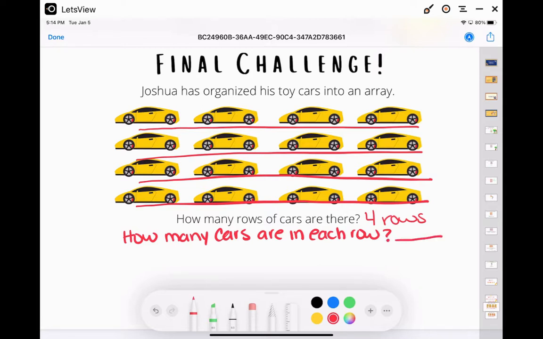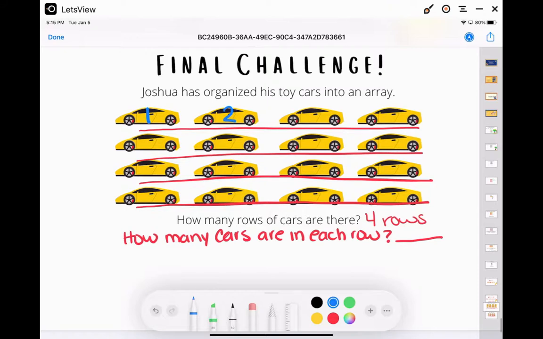Answer the question in your Nearpod at this time. Well, remember, we learned that every row is going to have the same number of cars in order for it to be an array. So if I count my first row, there are one, two, three, four cars in my first row, which means that there are four cars in every row. So my answer here is four.